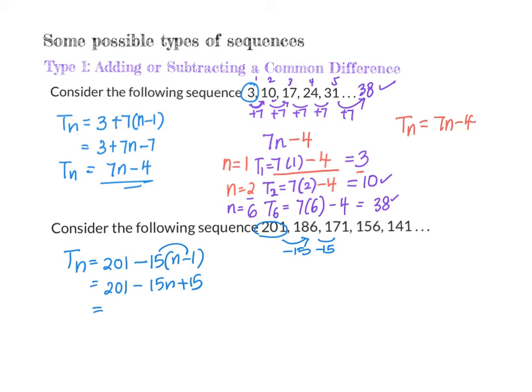And I get my answer to be negative 15n plus 216. Now let us see if it's method 2, how can we get the answer? For method 2, I know that I'm adding a common difference, or I'm subtracting a difference of 15. So my formula will start with negative 15n.